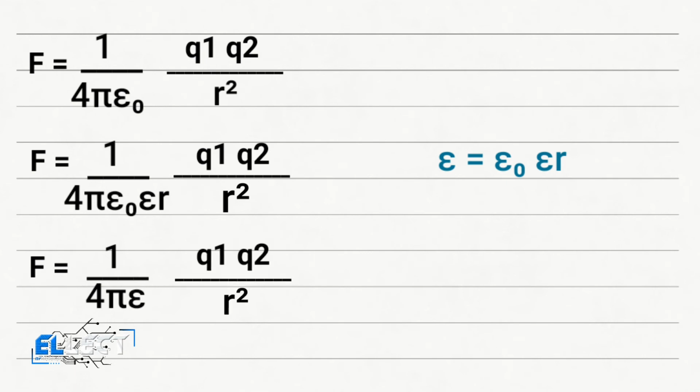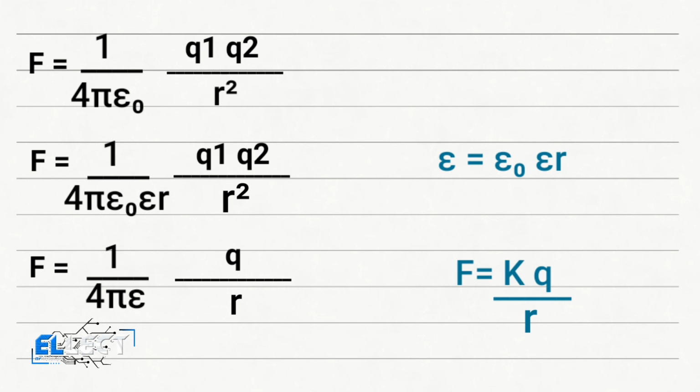Now if we go to the standard condition where q1 q2 might be a single piece of charge, then the distance will not be r square, but it will be replaced by r. So F will be equal to kq over r. It means the charge per distance will give the force when the constant is there. So that's all about Coulomb's law.